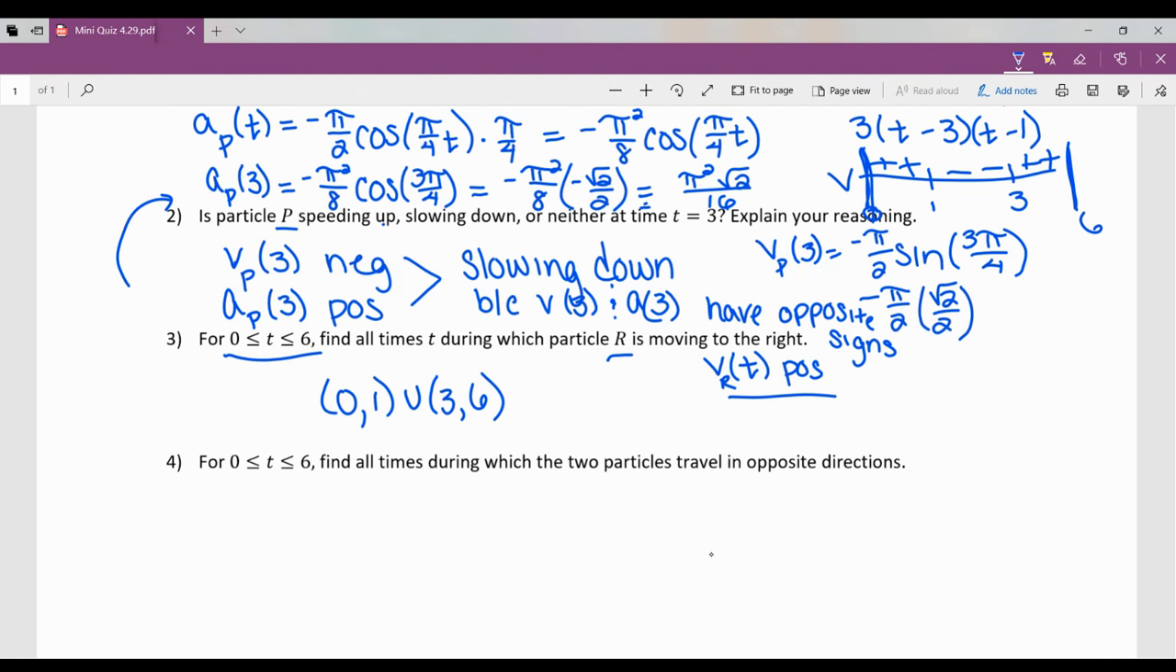All right, find all times when they travel in opposite directions. All right, well, I just did my velocity for r, so I'm going to use that same chart that I just did. 1, 3, it went positive, it went negative, positive. All right, and now I need to do the same exact chart for my particle P.